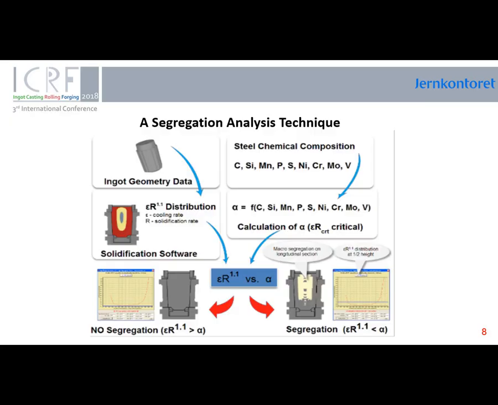This flowchart presents the macro segregation analysis technique we have developed and implemented in the segregation analysis module of the software. As you can see in this flowchart, there are two branches. The left one calculates by simulation the cooling and solidification rate. The other branch calculates, using the chemical composition of the steel, the critical value alpha, the value at which the A-segregation will appear. Then the software compares the values we got from both branches and plots the segregation area and regions that contain values below the critical value.